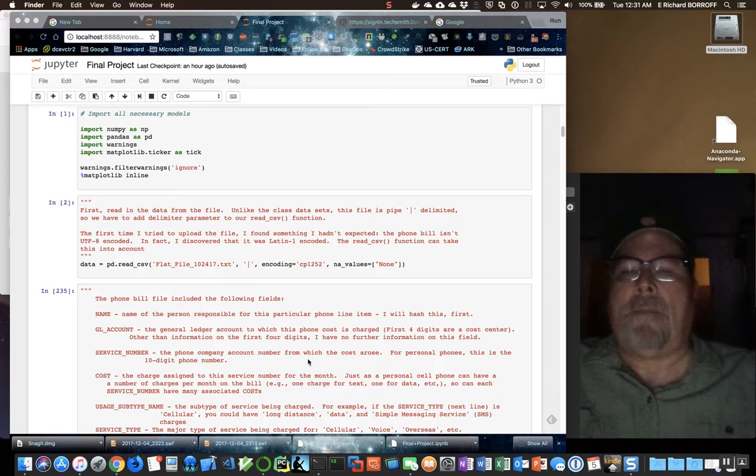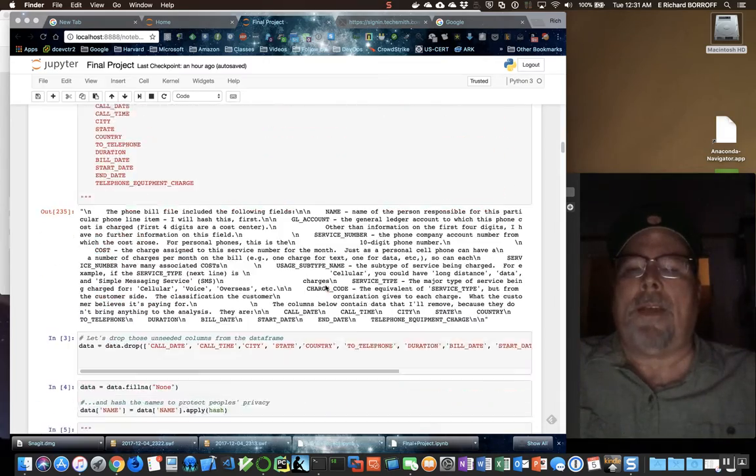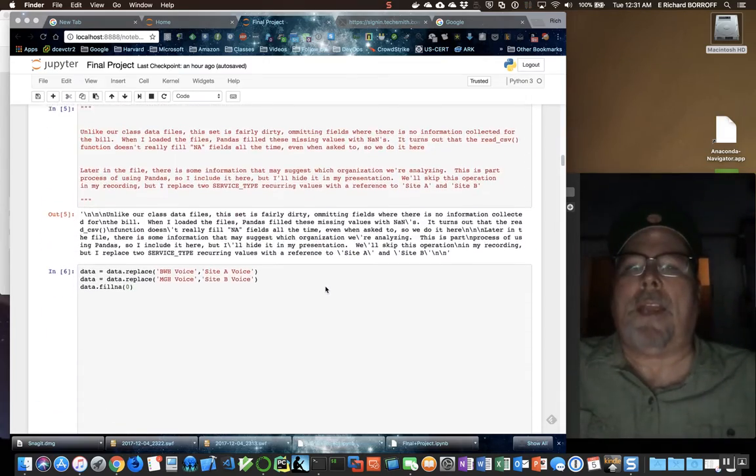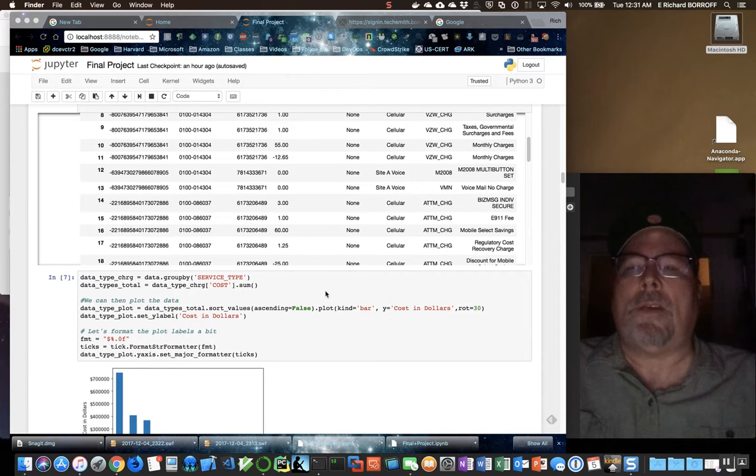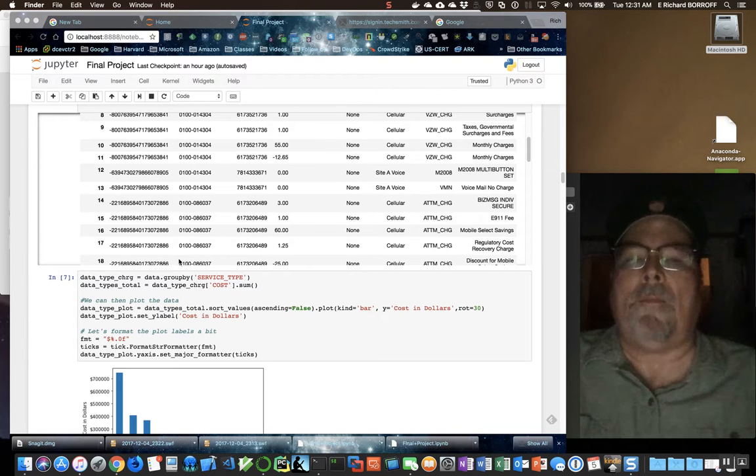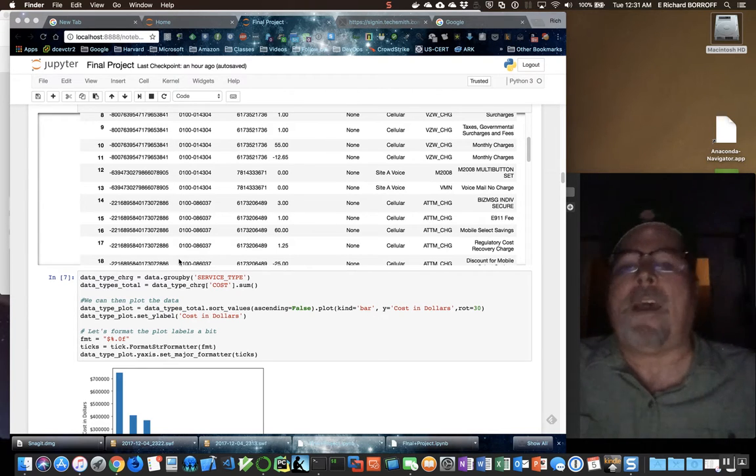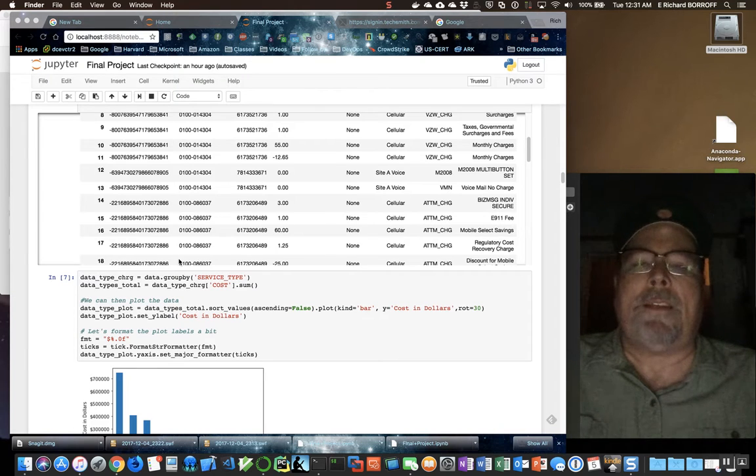You'll notice that in my read CSV command, I had to change the delimiter to a pipe, and I found that the encoding of the data file wasn't the UTF-8 we were used to in class, but Latin 1, so I had to change that as well. I also had to do certain things like hashing names in the data files, as you can see here, to eliminate personal information. And I also changed some values to mask out identifying site names within the data file.